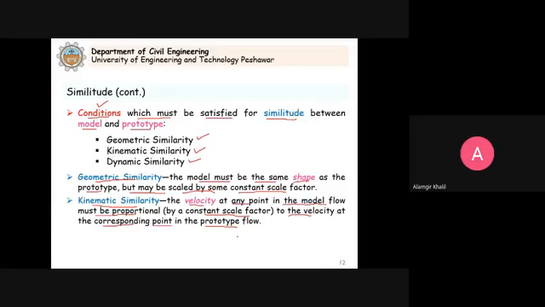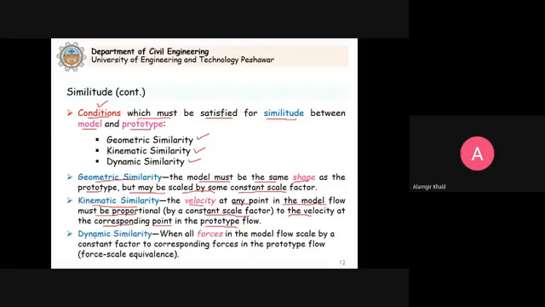The same, I don't mean the same value, but the velocity vectors should be at the same points in the flow in both the model and the prototype. They can only differ by a scale. Just like the shape must be the same but only differ by a scale, big or small. So similarly here, the velocity at any point in the model flow must be proportional to the velocity at the corresponding point in the prototype.